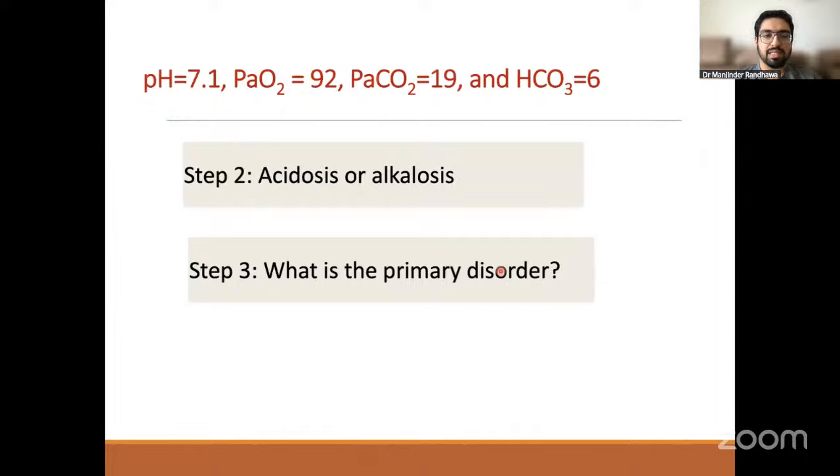Next is whether this is acidosis or alkalosis. So the pH is less than 7.4. 7.1 is the pH. So this is definitely acidosis. There is no question. So now what is the primary disorder? For acidosis, if the bicarb is low, it is metabolic acidosis. And for respiratory acidosis, CO2 should be high. Here you see both bicarb and CO2 are low. So the primary pathology here is a low bicarb. That is why we are labeling this as metabolic acidosis.